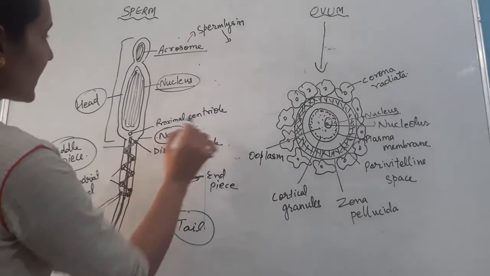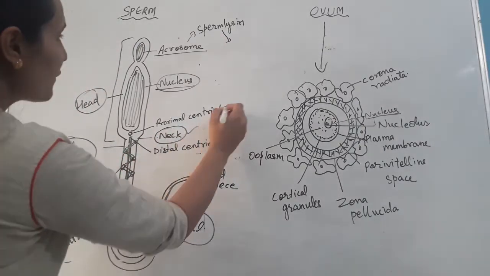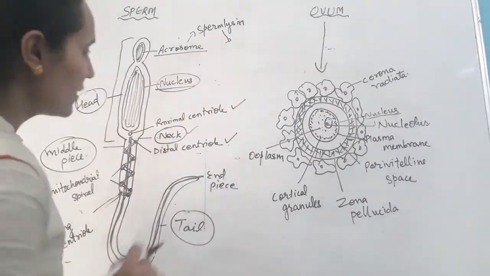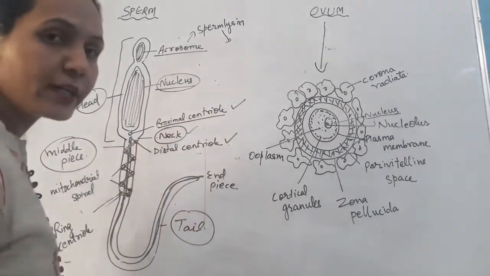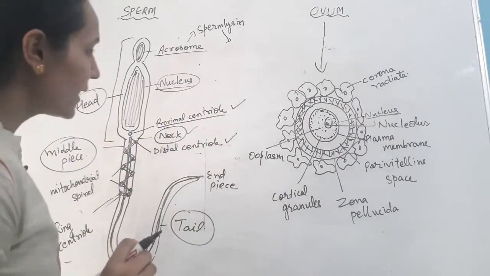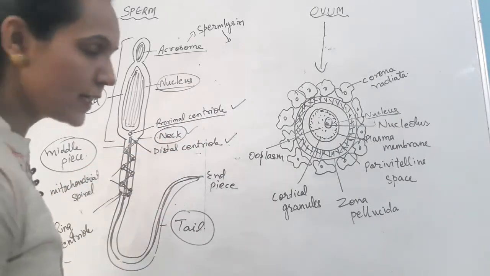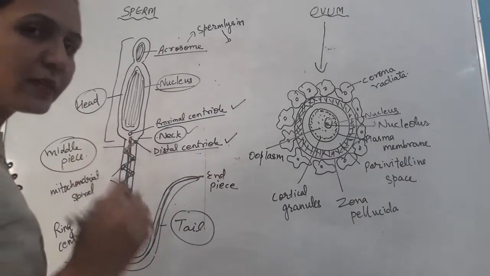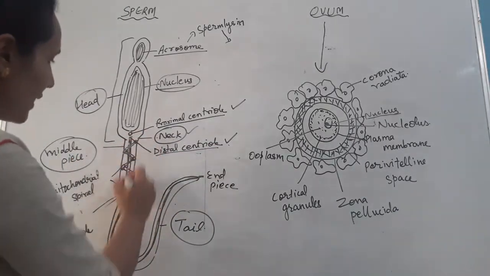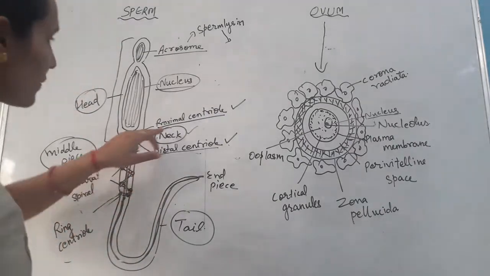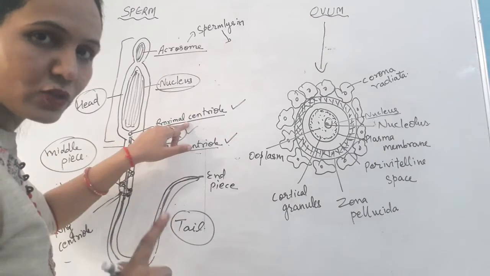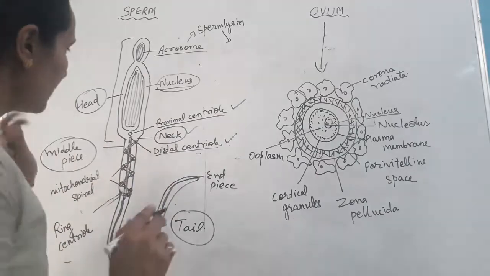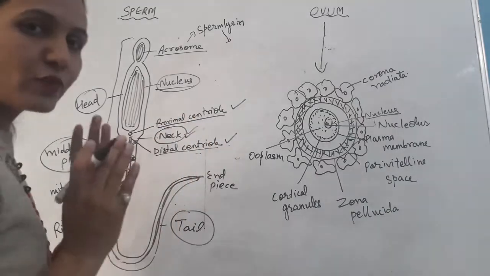Now the second one is the neck region, which consists of two structures. One is the proximal centriole and the second one is the distal centriole. This proximal centriole is very much needed during the first cleavage of the zygote after fertilization. Next is the distal centriole. This distal centriole is very much needed for the formation of the axial filament in the sperm. So the proximal centriole is required for the first cleavage of the zygote and the distal centriole is required for the formation of the axial filament in the sperm. This is all about the neck region, which is very small.